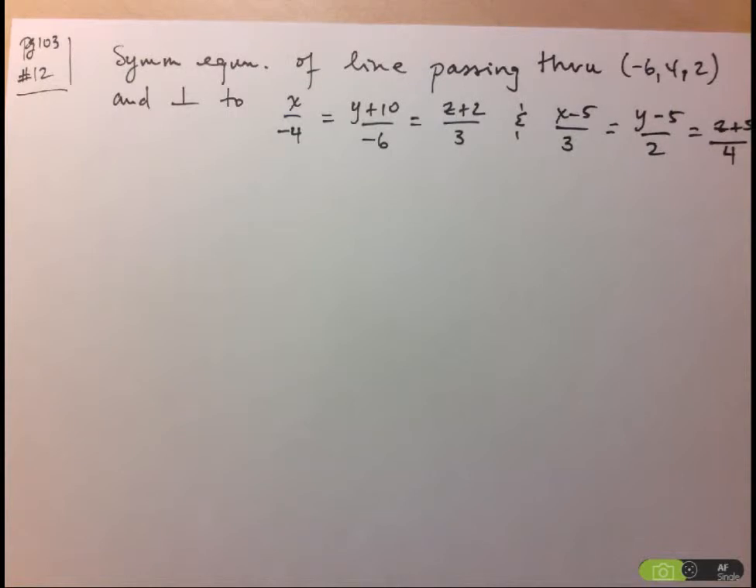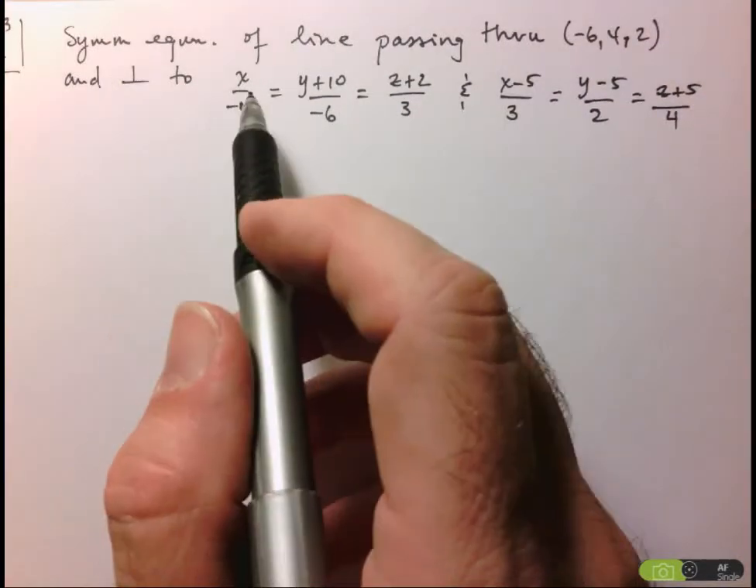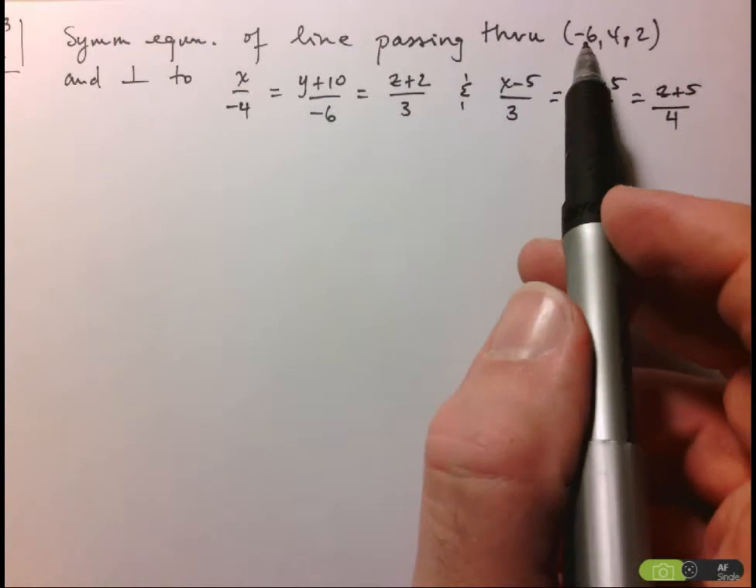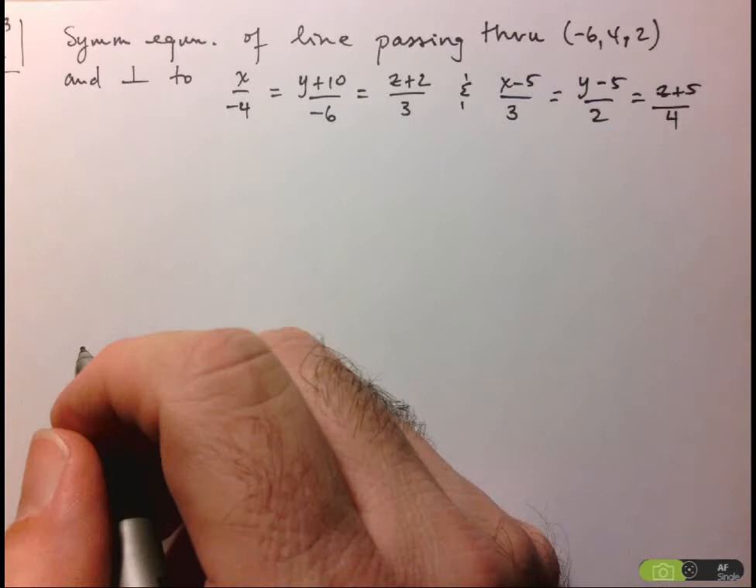Hi folks, we're going to take a look at question 12 from page 103. In this question, they're asking us to find the symmetric equation of a line passing through the point -6, 4, 2, and it's perpendicular to these two given lines.